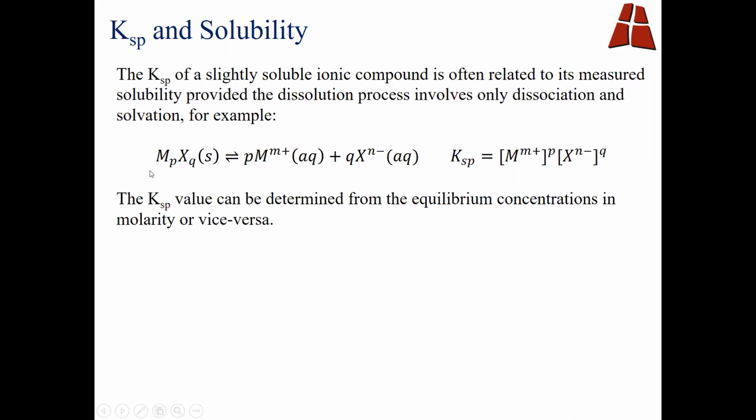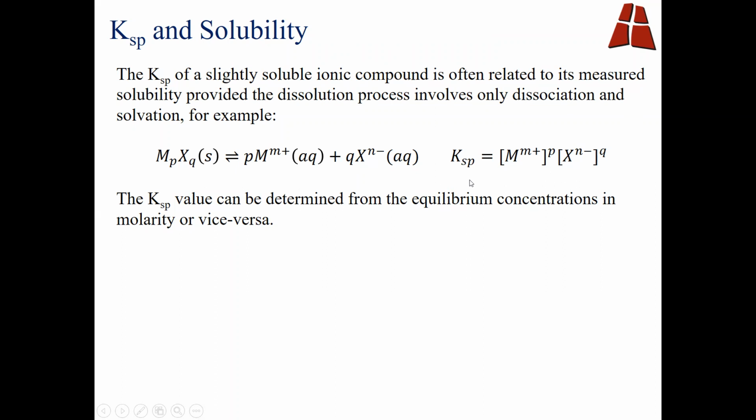And so generally speaking, anytime we do KSP, we're going to start with a solid and end with some sort of dissolved ions. Those dissolved ions will be raised to their powers. Because our reactant is always a solid, we don't need to include it in our KSP expression, right? And so our KSP value can be determined from the equilibrium concentrations of our products, or we can determine their concentration at equilibrium if we have KSP.